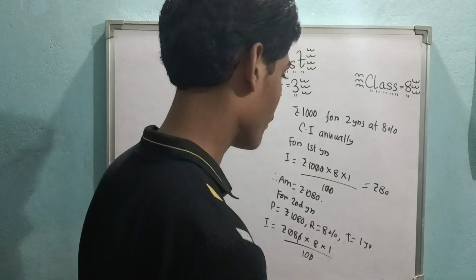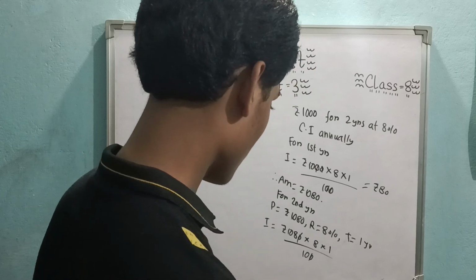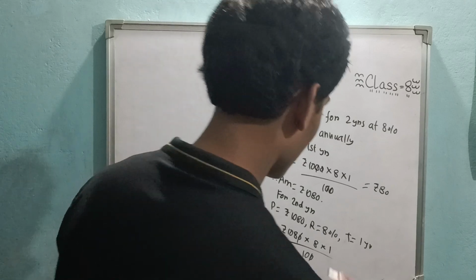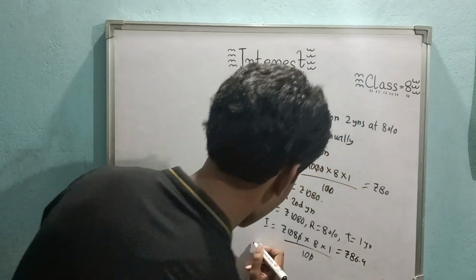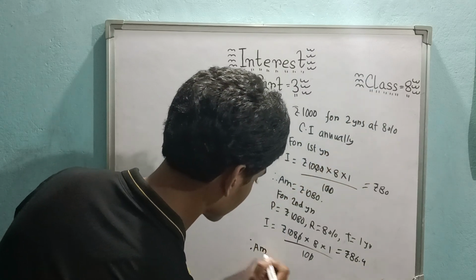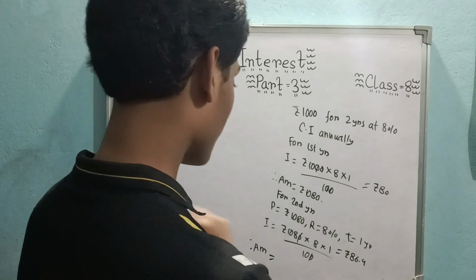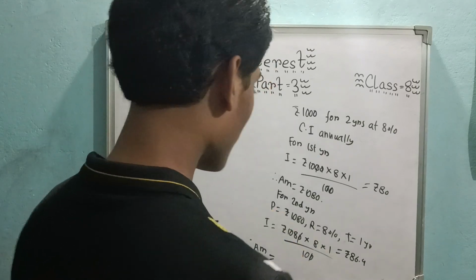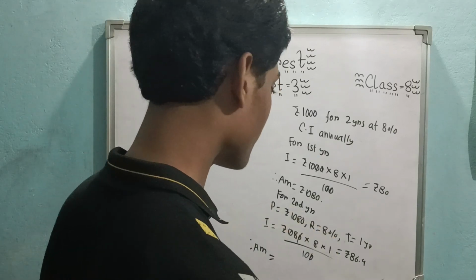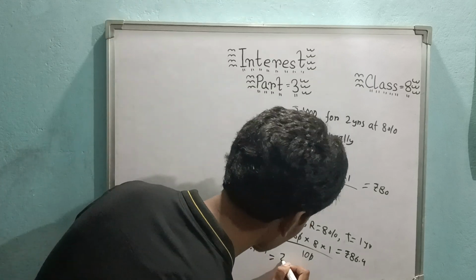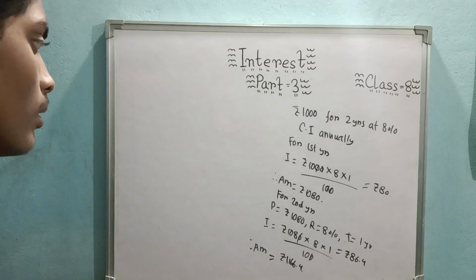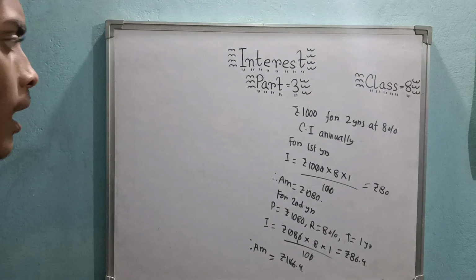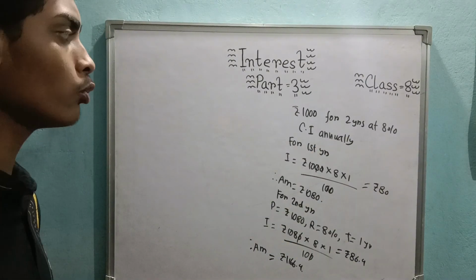Calculations: 864 by 10, rupees 86.4. Amount is equal to what? Principal plus interest, 1080 plus 86.4 rupees, 1166.4. Now this amount is the total amount at the end of the time period of 2 years.